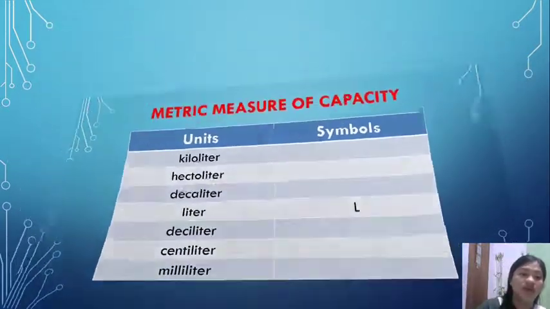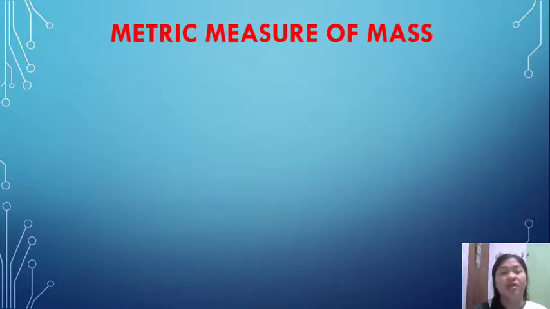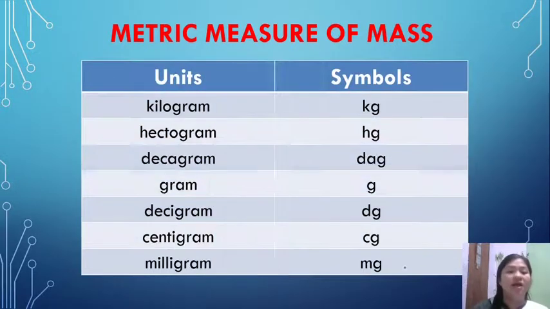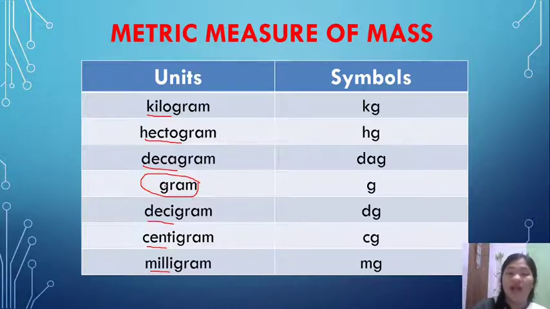And for the last one, for this video, we have the metric measure of mass. Ano naman po mga ginagamit na unit of measurements sa metric system kapag mass yung pinag-uusapan natin? Okay, you have here gram or grams. So we are going to put the same prefixes kilo, hecto, deca, deci, centi, and milli. So kung mapapansin natin na napapalitan lang is yung gram, nagiging meter siya kapag length, nagiging liter naman siya kapag capacity. So these are the symbols. You have kg, hg, dag, g, dg, cg, and mg.